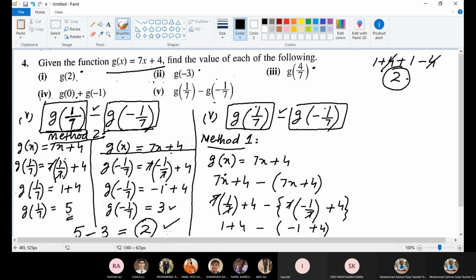So over here, when I applied 7x plus 4, this is for g of 1 over 7. And when I applied 7x plus 4, this was for g of minus 1 over 7. And I solved it in this way, and I got 2 in both the methods. Hope the question is done, completed.